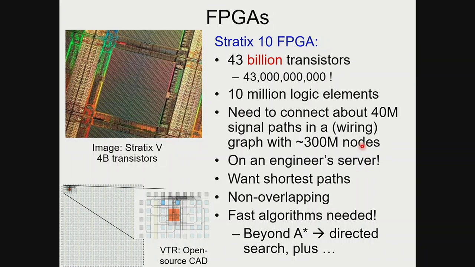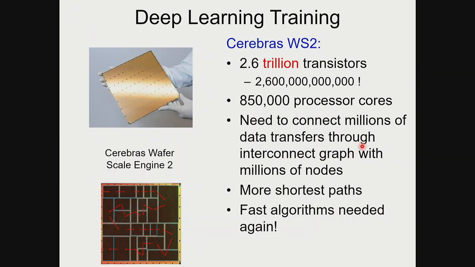Okay, so this is with a chip that's 43 billion transistors. Now in Cerebras, for example, the chip that I showed you in the first lecture, it constitutes 2.6 trillion transistors. And that's too many zeros. These 2.6 trillion transistors constitute over 850,000 processor cores. In a typical server that you use, it has like 4 to 8 cores, right? This has 850,000. And we need to connect millions of data transfers through an interconnect graph with millions of nodes, right? So again, we want to find shortest paths in a relatively very short time.